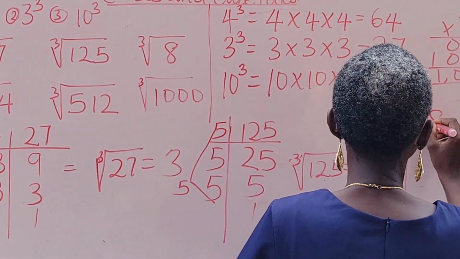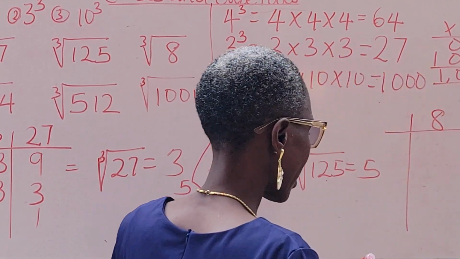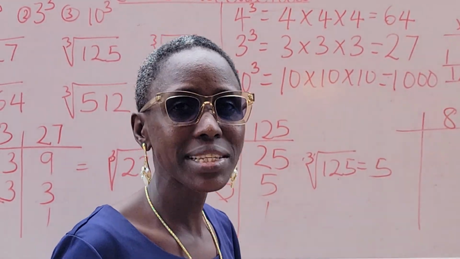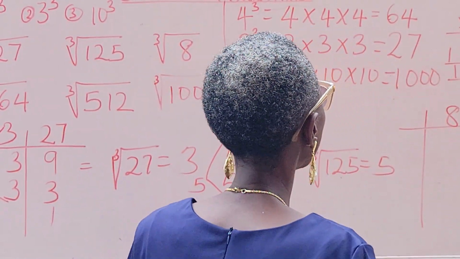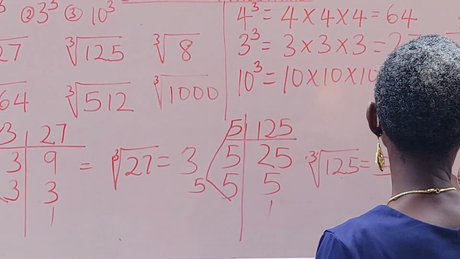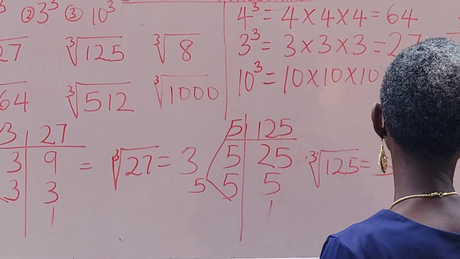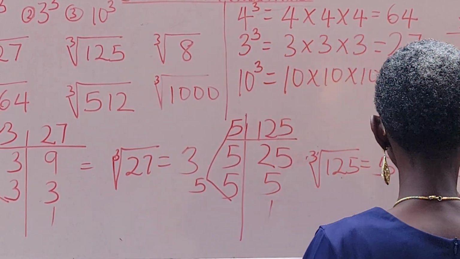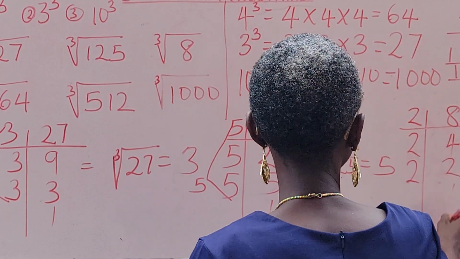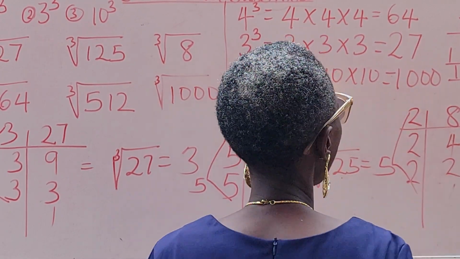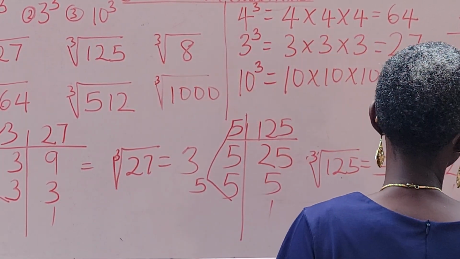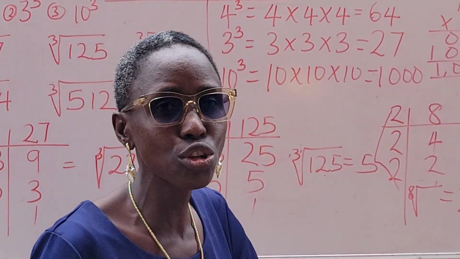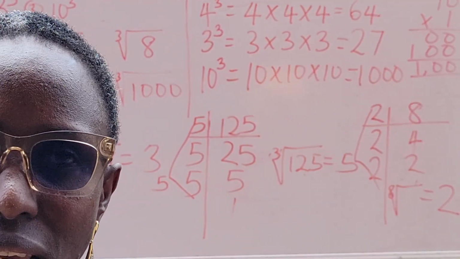Let's go to the third one. The cube root of 8. Then what do I use? I use the smallest number. 8 is an even number. Of course, the lowest even number I can think of is 2. I use 2. 8 divided by 2, that's 4. I still use 2. 4 divided by 2, that's 2. I use 2 again. 2 divided by 2, that's 1. Then I group, that's 2. So the cube root of 8 is 2, meaning that 2 times 2 times 2 gives me 8.